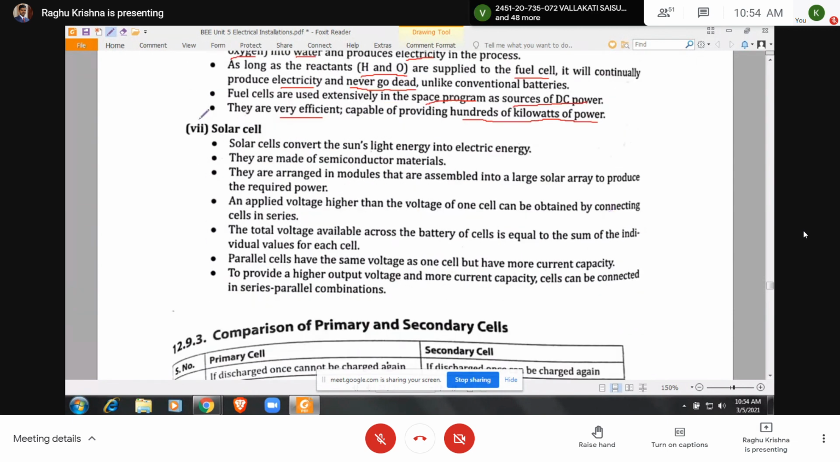Next, solar cell. You know the solar cell, right? Solar cells convert the sun's light energy into electric energy.